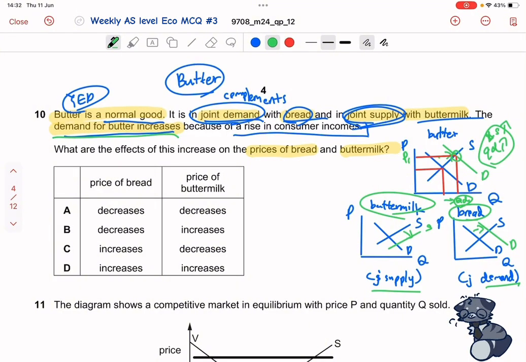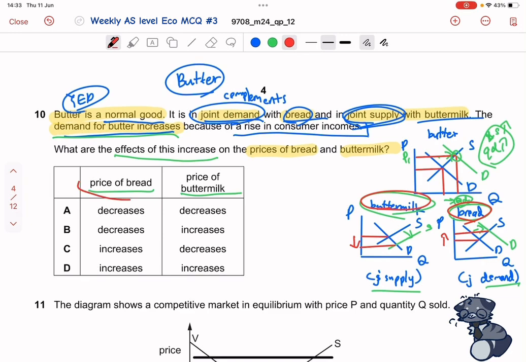Now it asks what the effects of this increase are, specifically the price of bread and the price of buttermilk. So you can pinpoint the equilibrium price for buttermilk, which is right here, and the new equilibrium price is here, which means that it has decreased, at least for buttermilk. And then for bread, pinpoint the equilibrium price and then the new price, and the equilibrium price has increased. So what we're looking for is buttermilk price decreases and bread price increases.